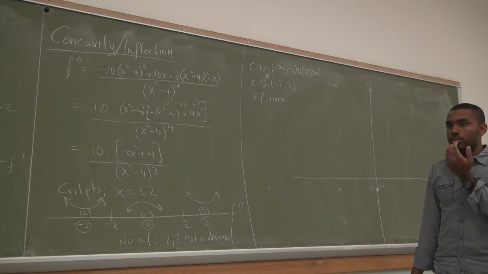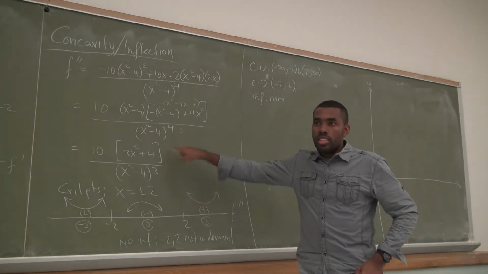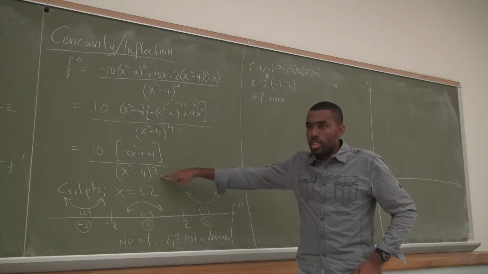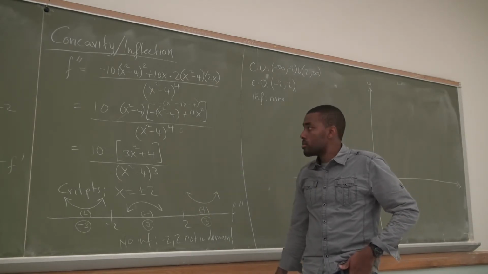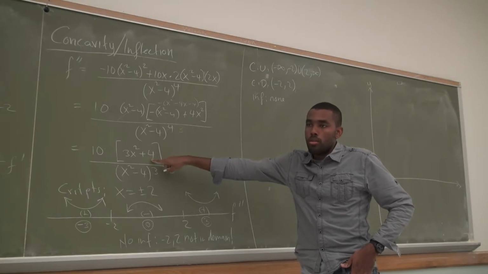Is there a question? No. You just said the bottom equals 0, right? Yes, because the top is never 0. So I said the bottom equals 0. Wait, what do you mean by the top equals 0? 3x squared plus 4 is never 0. It's always a positive number.